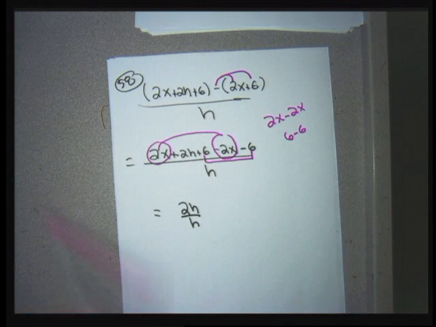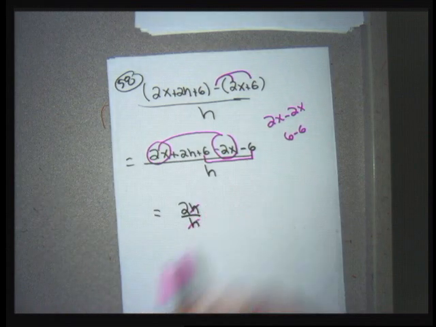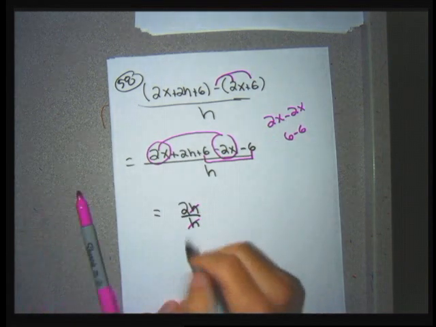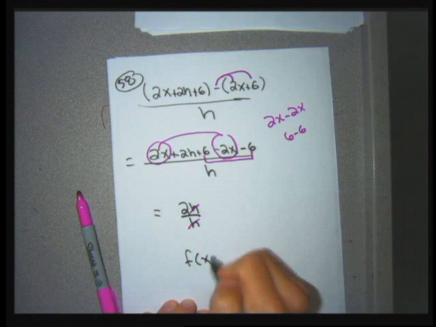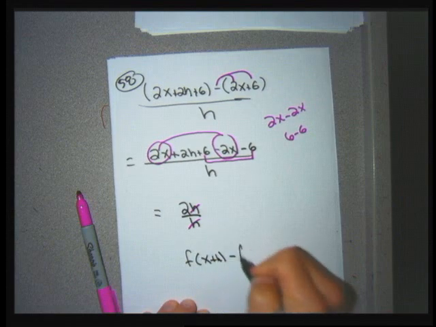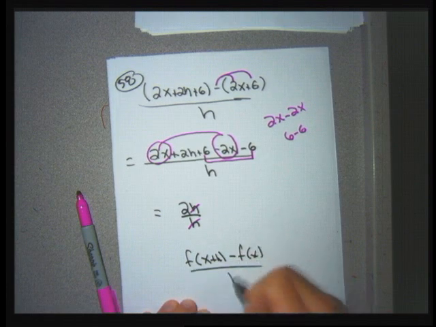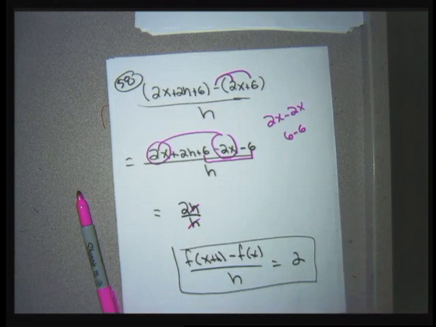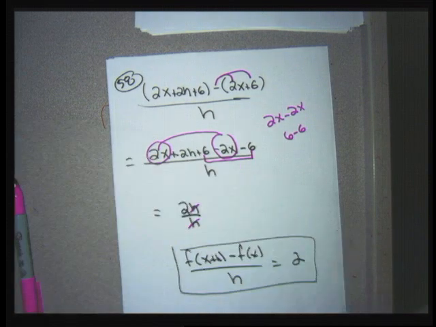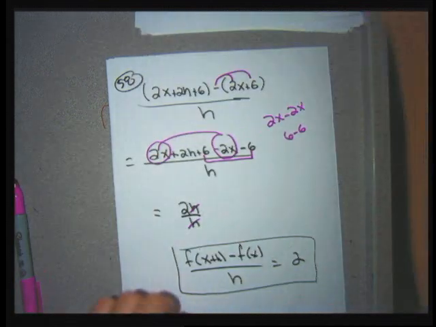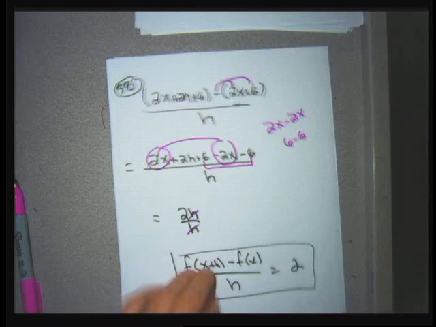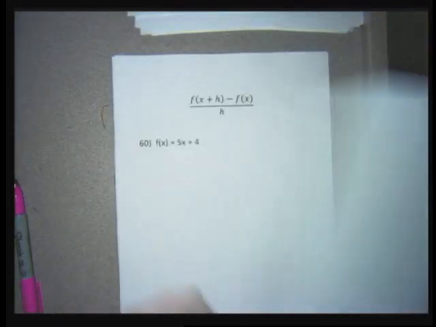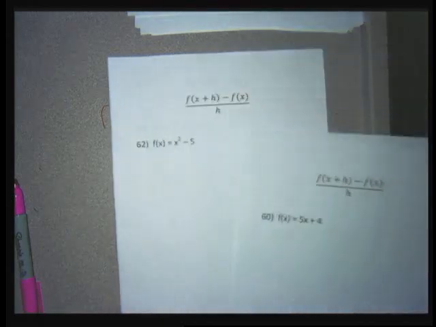And now I'm going to cancel. The answer to problem 58, this f of x plus h minus f of x over h, is equal to 2. The whole answer to this problem is just the number 2. What I get when I do the difference quotient operation is just the number 2. If you've ever taken calculus, this is getting close to something called the derivative.